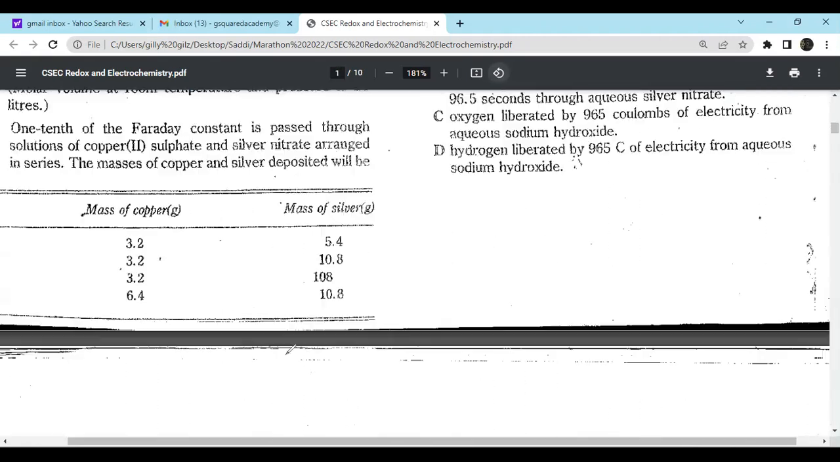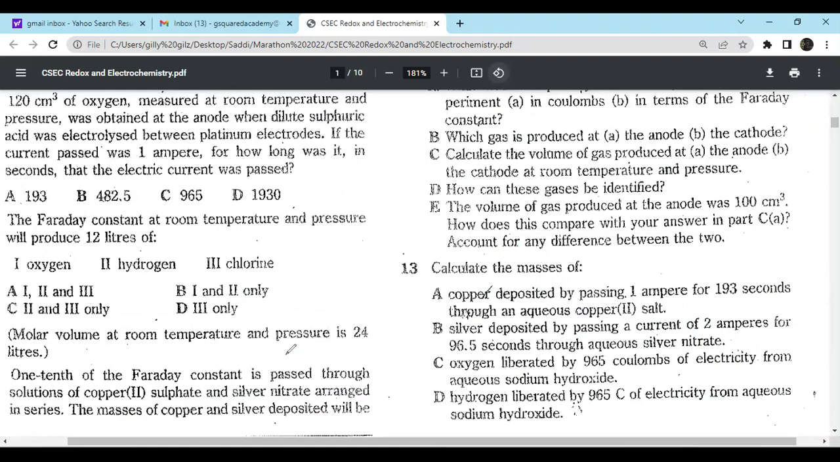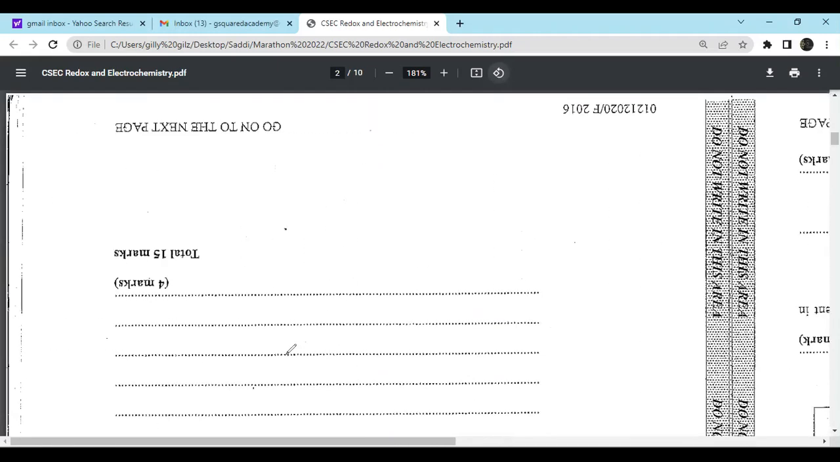The next part of our story now is that we want to look at electrochemistry. Okay. So we're going to start, rotate this.